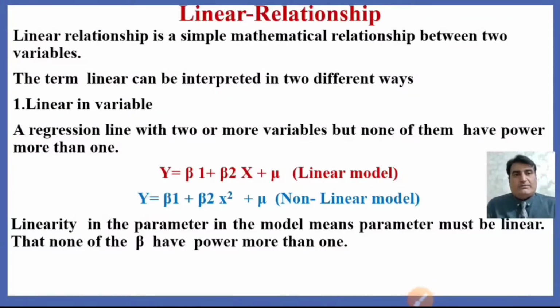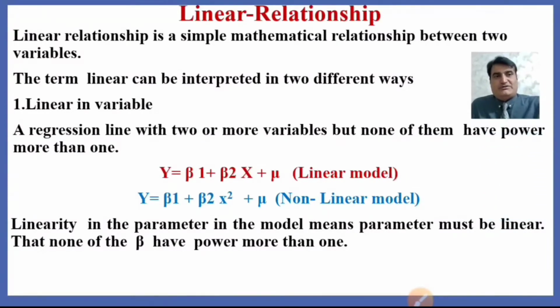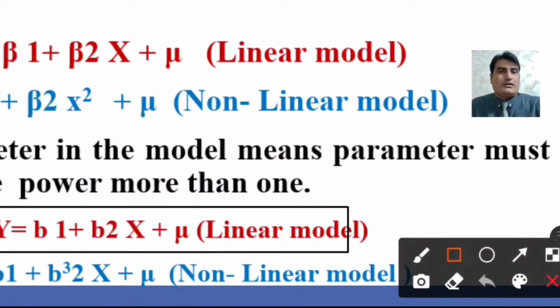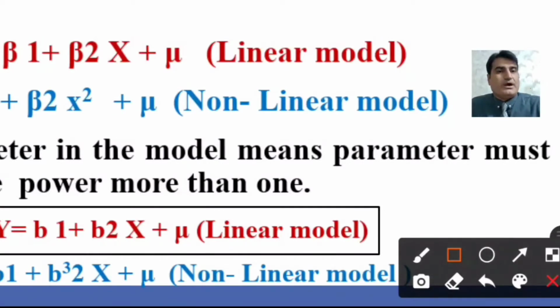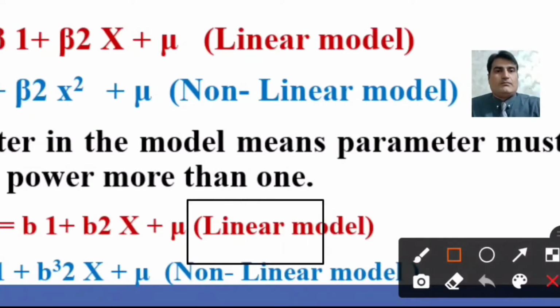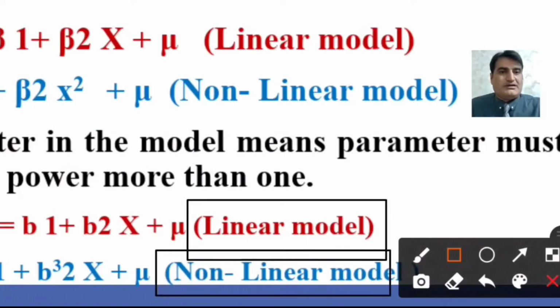Linearity in terms of variable we have discussed. Now we are discussing linearity in terms of parameters. When we say linearity in terms of parameters, parameters must be linear. It means that none of the betas has a power more than 1. This is the linear model, where beta has a power not more than 1. Here beta is raised to power 3, so this is the non-linear model in terms of parameters. This is the linear model. This is the non-linear model because beta is raised to a power more than 1. But in the case of a linear model, beta does not have a power more than 1.